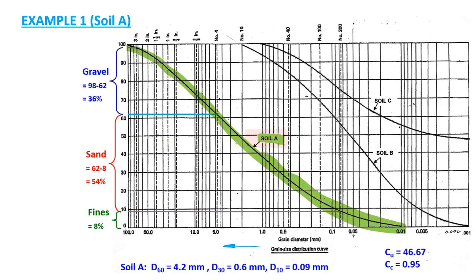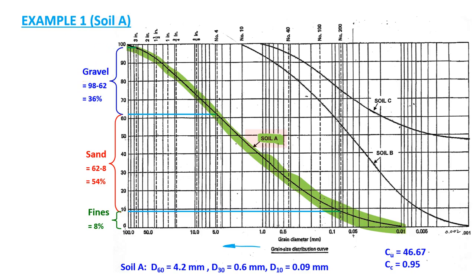So the very first step when we do this soil classification, either we get data in table form or it will be shown on the graph with the S shape. Here we have got the data in the form of a graphical S shape. First we have to look at the percentage of gravel, percentage of sand, and percentage of fines.